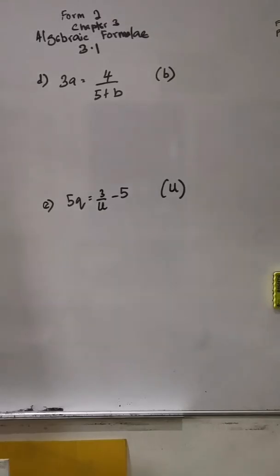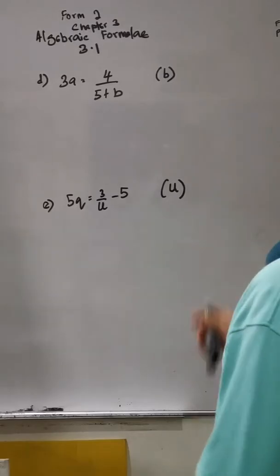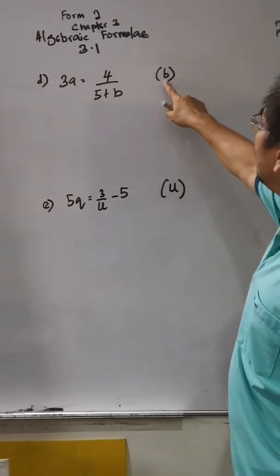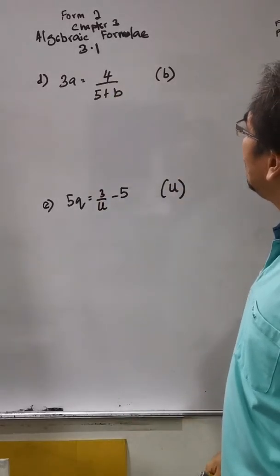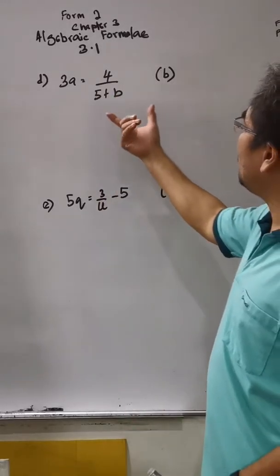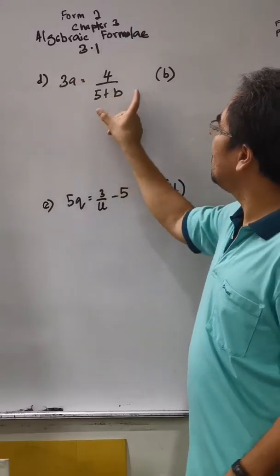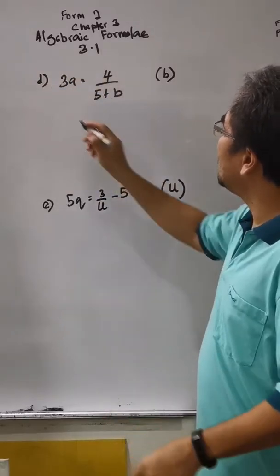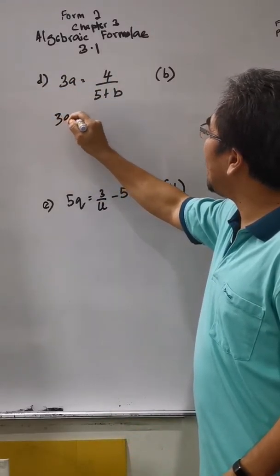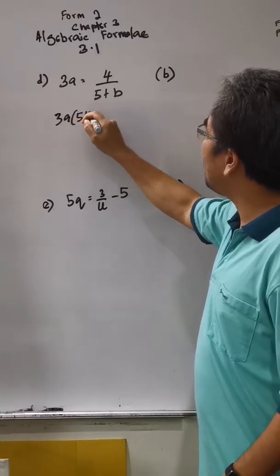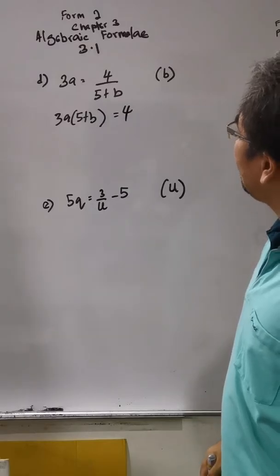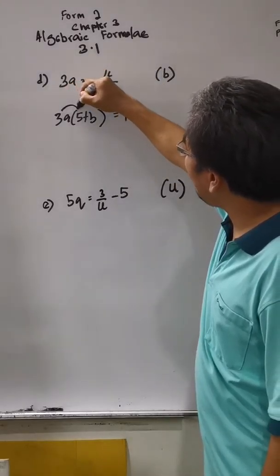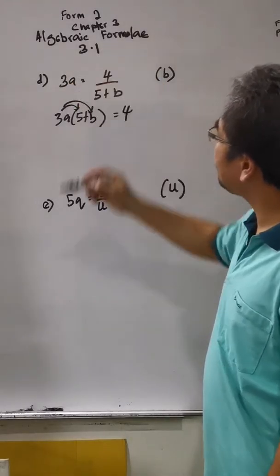B, 3A equals 4 over 5 plus B. So the subject that they want is B. B is part of our denominator. So what you have to do? Move it up, multiply. So it becomes 3A bracket 5 plus B equals 4. That's the first step. Now you have to expand.